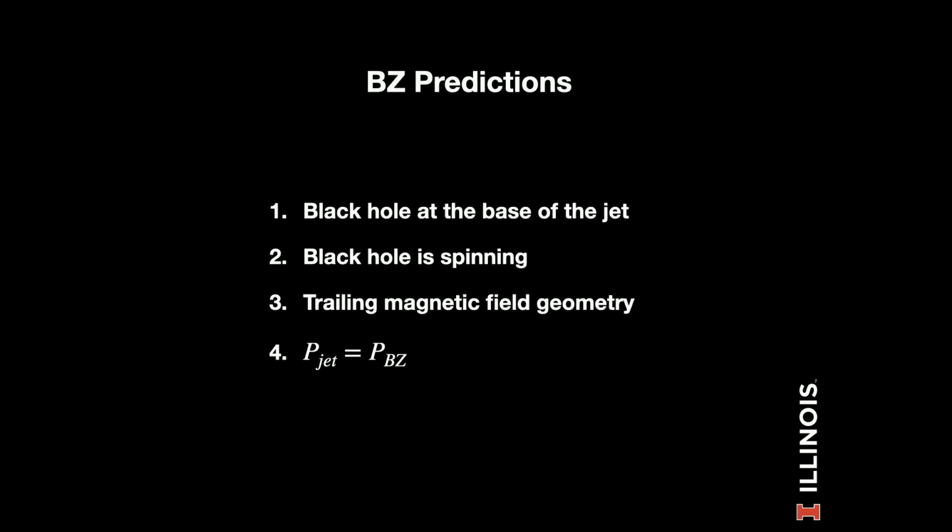Another prediction is that the black hole is indeed spinning. And to check this, we need to devise a way of measuring the spin of the black hole. A third prediction has to do with the magnetic field geometry close to the hole. There should be this trailing spiral configuration that I described earlier. And then finally, one wants to show that the power in the jet matches the power predicted by Blandford-Znajek.